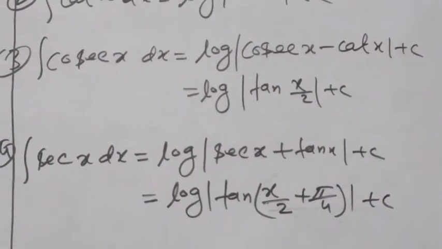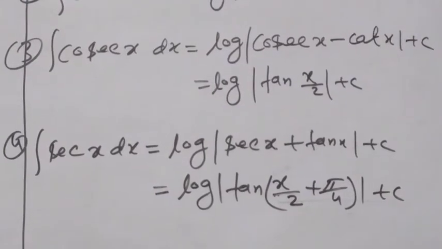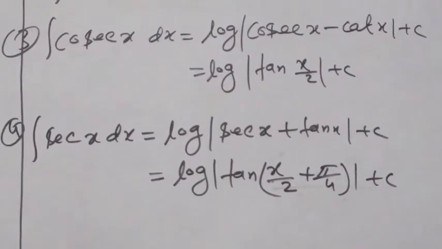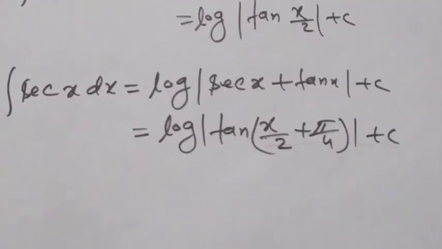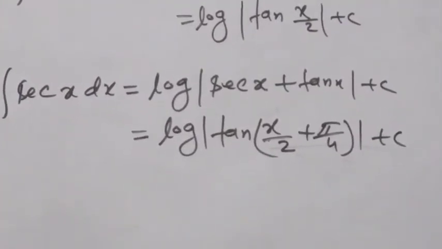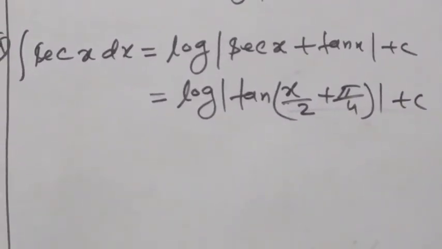Don't confuse. Suppose you are writing the first answer, and in your book the second answer is given, don't think my answer is wrong. Both answers are correct. Integration of sec x is equal to what? Log of sec x plus tan x, and log of tan of (x by 2 plus pi by 4).